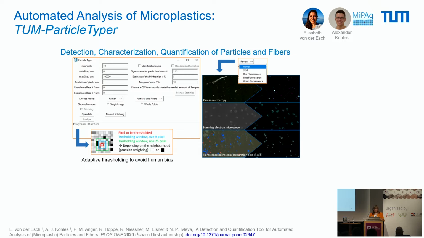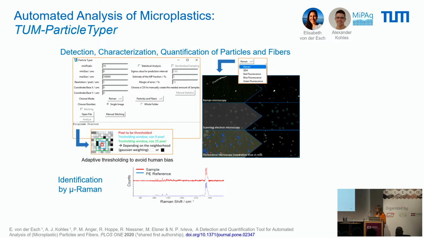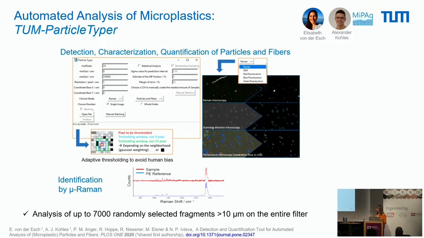And if we then have information about particles on our filter, we can identify randomly chosen fragments with Raman microspectroscopy. With this method, we were able to analyze up to 7,000 randomly chosen fragments, bigger than 10 micrometers, on the entire filter, so for representative analysis. And since the whole procedure now runs automatically, we also call this program TUM-Party, because students can then do something different.